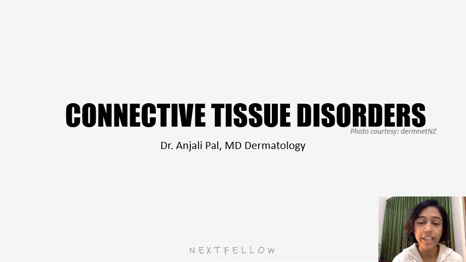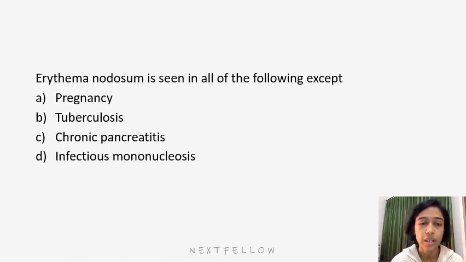So I'll talk about connective tissue disorders. They're mainly SLE, systemic sclerosis, and dermatomyositis that you need to know a lot about. You need to know the skin manifestations and the antibody profile, the autoantibody profile, and the basic investigations. So we'll start off with a question.